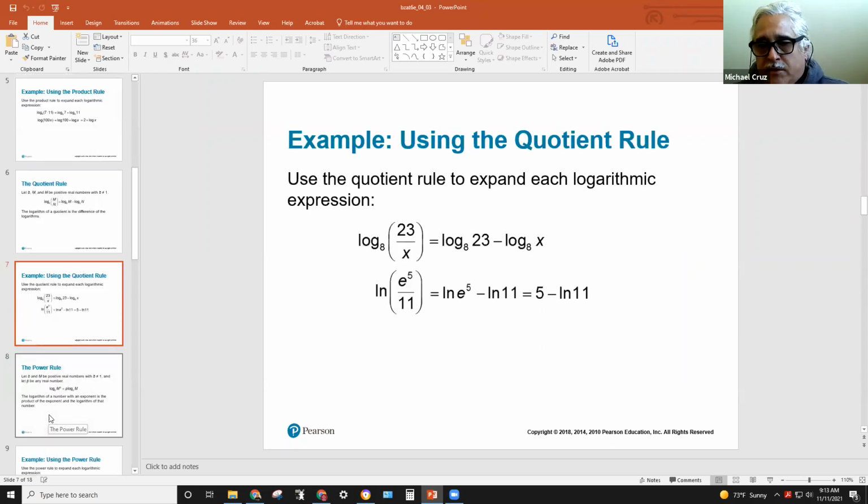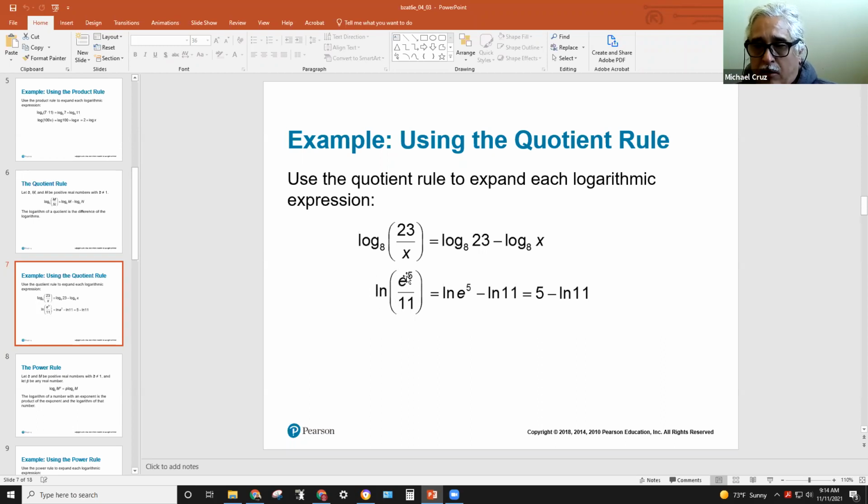So let's look at a couple of examples. Log base 8 of 23 over x is log base 8 of 23, the numerator, minus log base 8 of x, the denominator. And then also remember, the natural log has its own little thing here. It doesn't use log base anything. When we first looked at it, they kind of called it log base e, but that isn't used. What's used is ln, meaning the natural log, but that means log with the base of e.